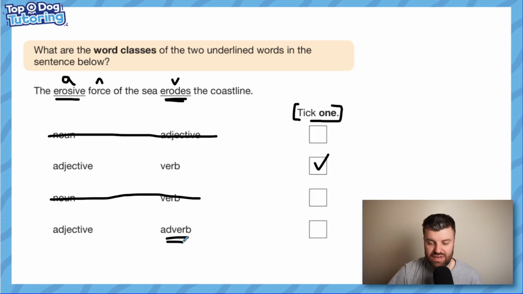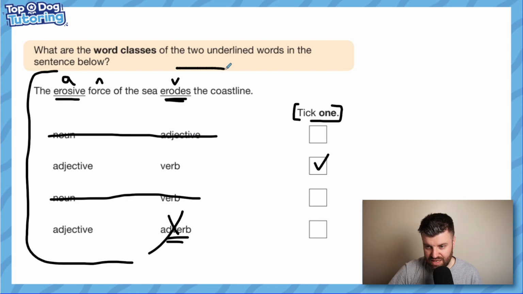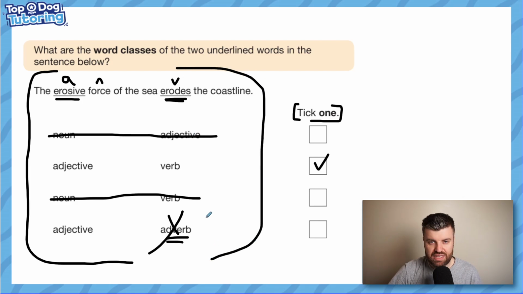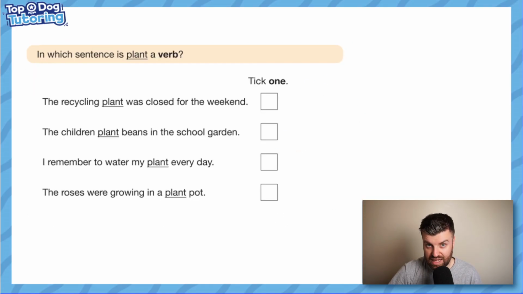Tick. Adverb would have to be describing or modifying the verb. That's not what's happening here. So you just give it a tick, you move on. And remember, you can do all of this kind of writing I've done here. That's completely allowed. In a test, you can write wherever you want, as long as it's really clear which one you've ticked at the end. That's vital.